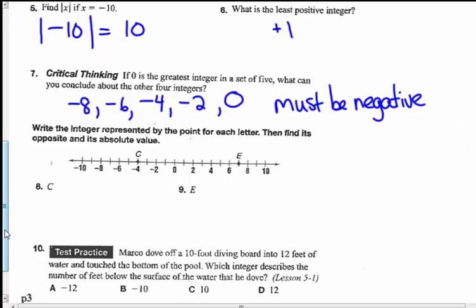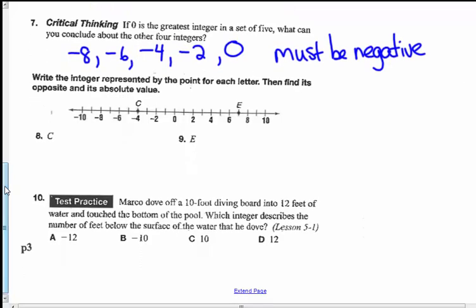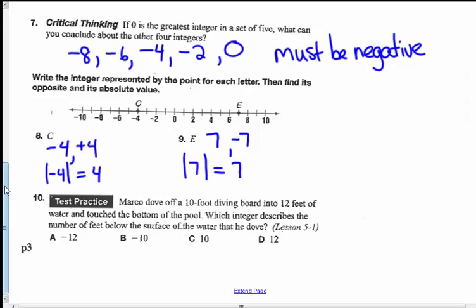Write the integer represented by the point for each letter, then find its opposite and its absolute value. So C is here at negative 4. Its opposite is positive 4, and its absolute value, the absolute value of negative 4, is 4. E is at 7, because it's halfway between 6 and 8. So E is 7. Its opposite is negative 7. And the absolute value of 7 is 7.